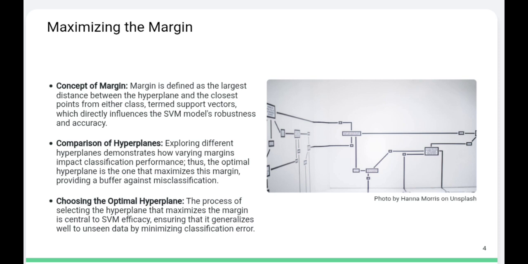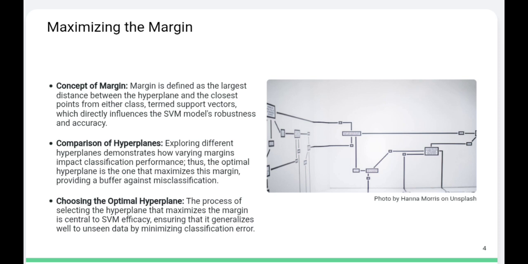And lastly is choosing the optimal hyperplane. The process of selecting the hyperplane that maximizes the margin is central to SVM efficiency, ensuring that it generalizes well to unseen data by minimizing classification error.